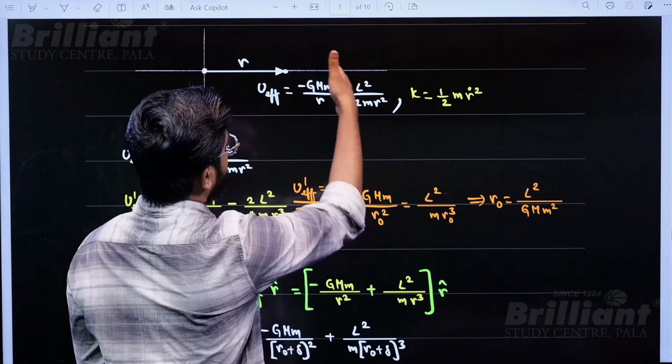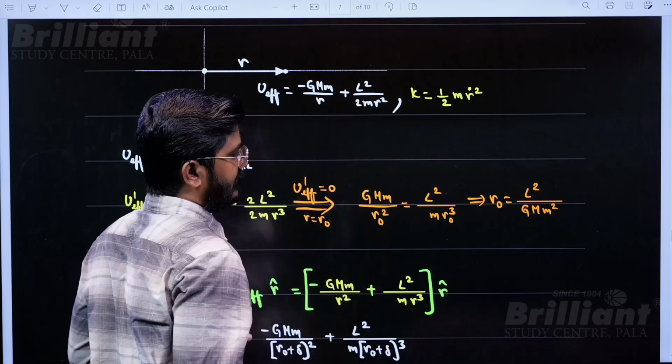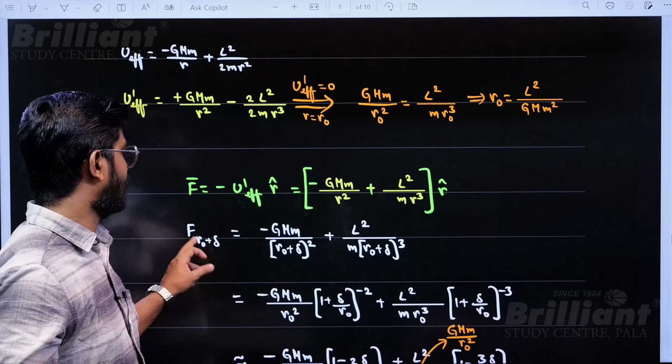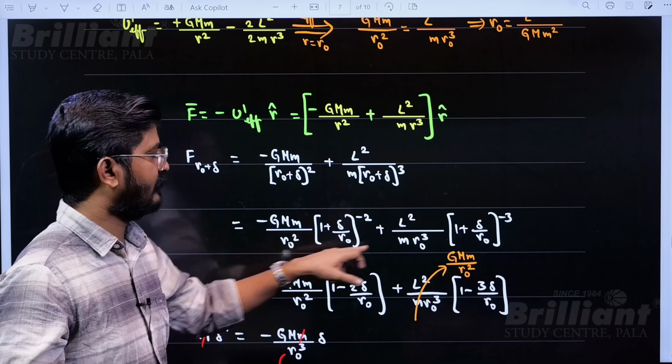Now the equilibrium position is somewhere at r0 according to this one dimension figure. So if I disturb it slightly, what is the force acting? So I need to find what is the force at r0 plus delta. So I will substitute r0 plus delta, then I will be using binomial expansion.